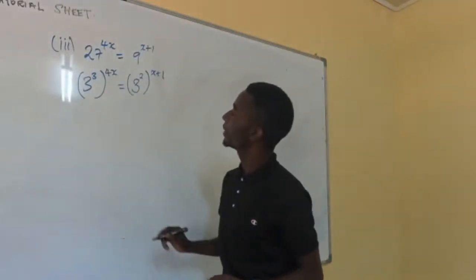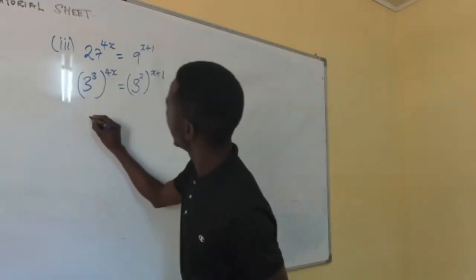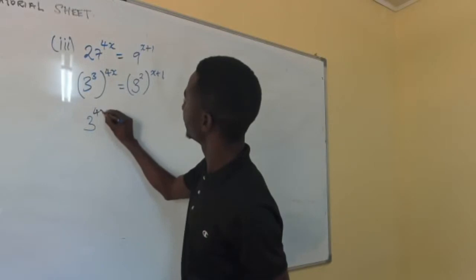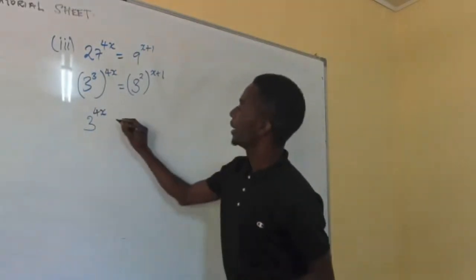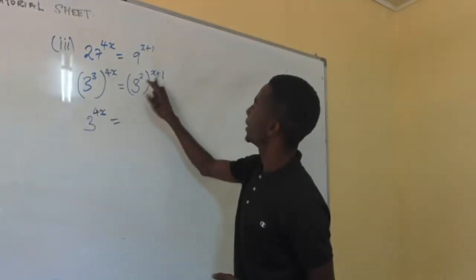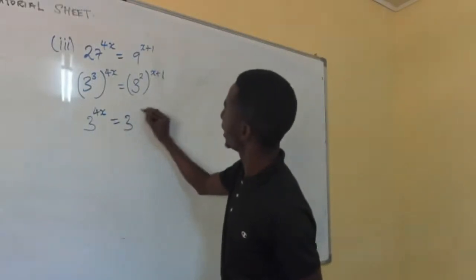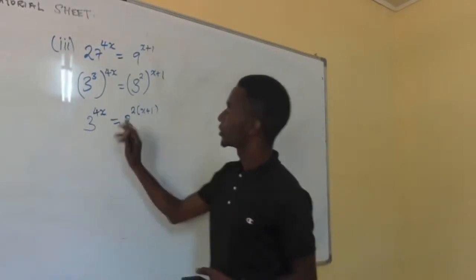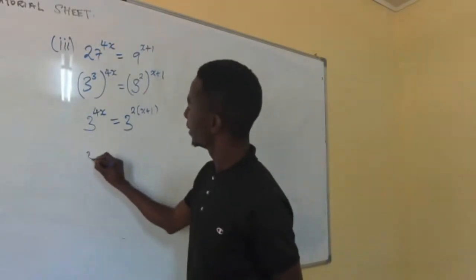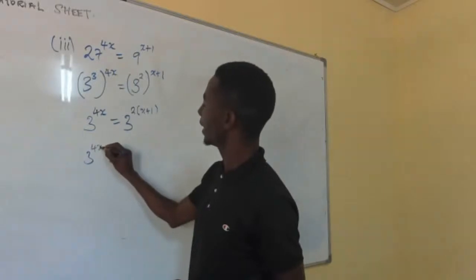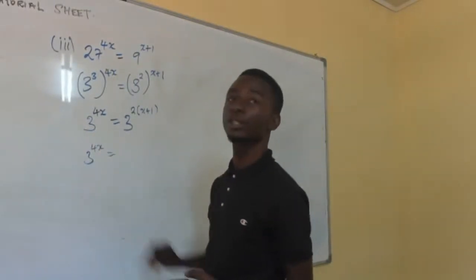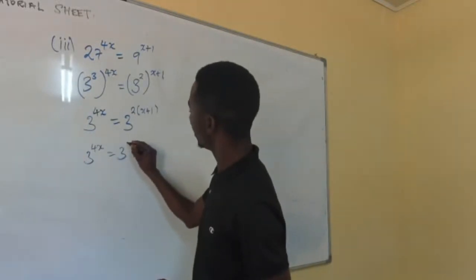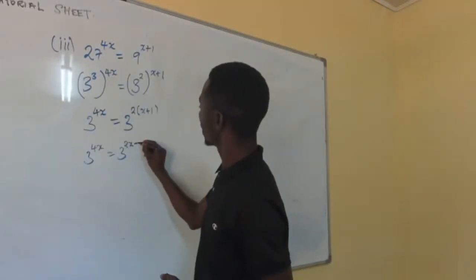Now let's multiply the powers. Multiplying 3 by 4x, we get 12x, equal to, again multiplying, 2 times x plus 1, which gives 3 to the power 2x plus 2.